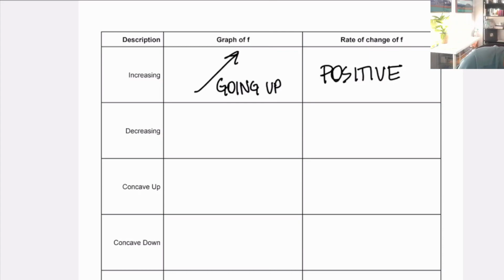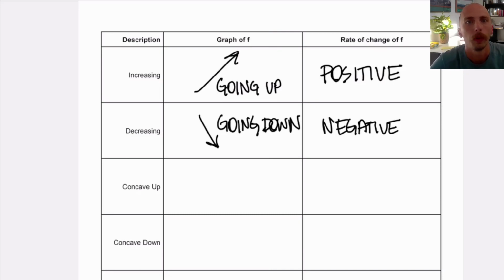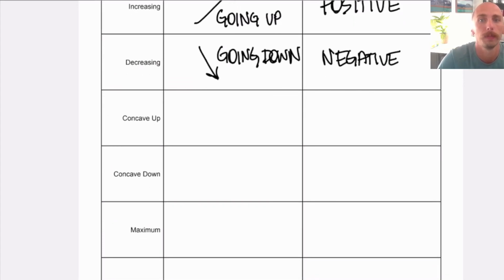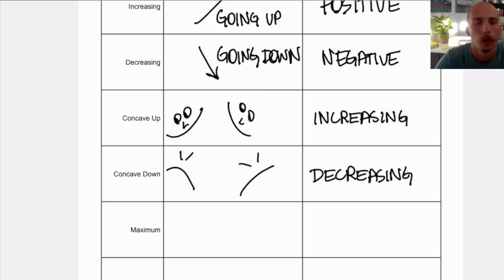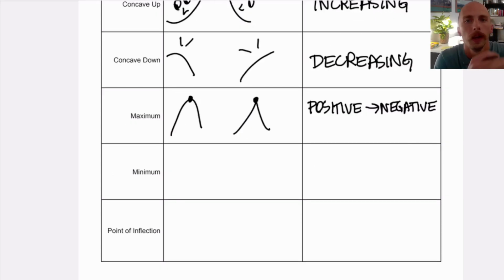Okay, decreasing. That's where as we move left to right the graph is moving down. It's a negative rate of change. Concave up is where the graph is smiling. The function itself could be increasing or decreasing while it's concave up. What that means in terms of the rate is that the rate is increasing. And for concave down, we saw the exact opposite. The graph was frowning and the rate of change was decreasing. A local maximum, or relative maximum, happens at a place where the function goes from increasing to decreasing, so where the rate goes from positive to negative. And minimum, it's the opposite.